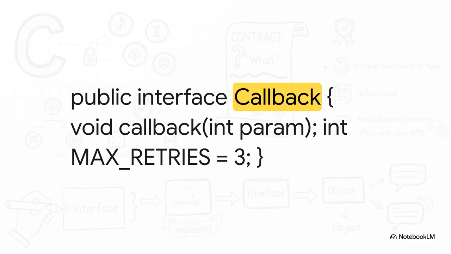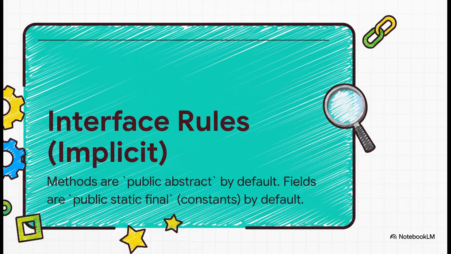That's it. Now, what's really cool is that Java does some of the work for you. Any method you declare in an interface, Java just assumes it's public and abstract. It's a public promise that's waiting to be fulfilled. And any variable is automatically public, static, and final. That means it's a constant that's shared across every single implementation, not some variable that's unique to each object.